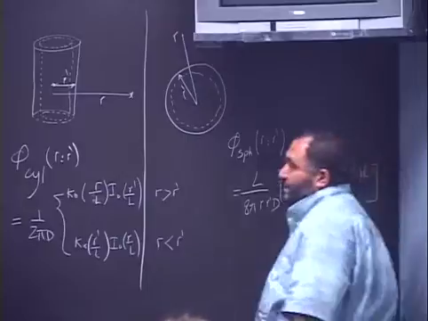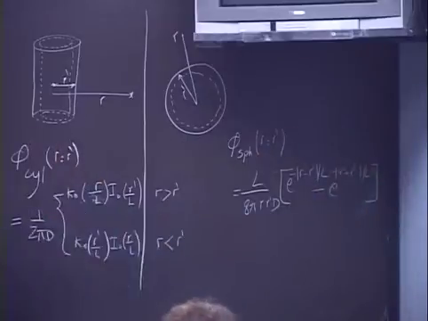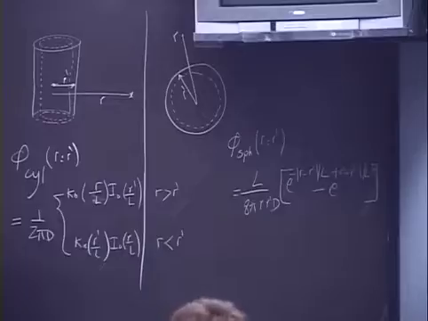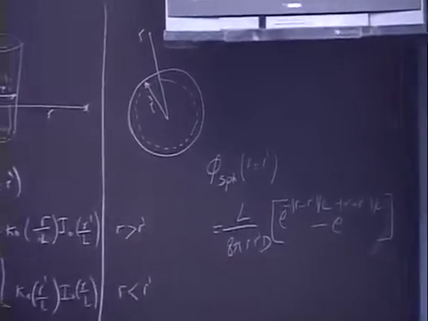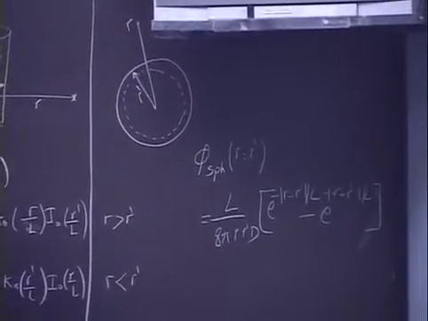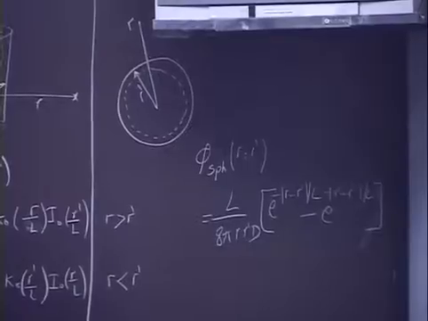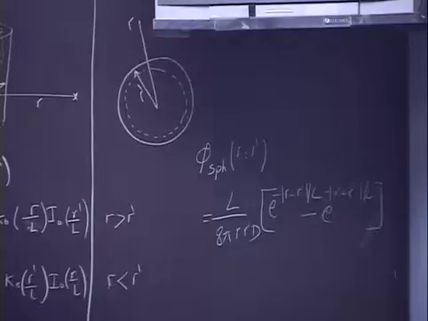So why are we doing all this stuff here? Those are all put in one page. So why do we bother knowing this kernel, for example? Because this is just the flux because of a unit source at x prime or r prime.